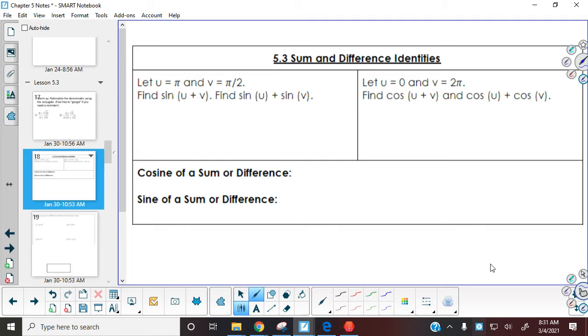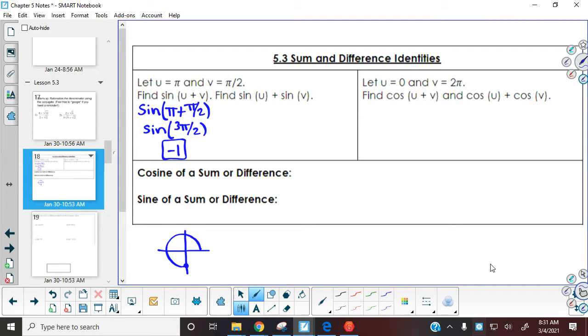Now, if we take a look at the very first thing here, it says let u be equal to pi and v be pi over 2, and we're finding sine of u plus v. So if we start off with u plus v, we're going to do pi plus pi over 2. And in this case, when you combine those, you get 3 pi over 2. If you think about your unit circle, I'm just going to sketch one here. 3 pi over 2 is going to take you to here, and so your sine value there, or your y value there, is negative 1.